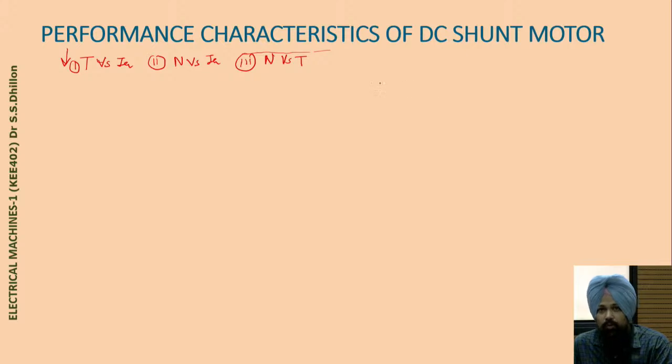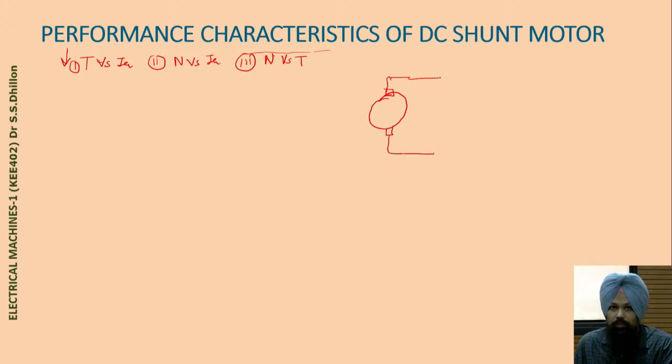First of all, to discuss the DC shunt motor performance characteristics, I need to draw its circuit diagram. That is a must-have for each machine. When we are discussing any machine, we need to have its circuit diagram. First, I'm going to draw the circuit diagram of the DC shunt motor. In the DC shunt motor, we have the armature circuit like this, and then we have the field circuit.